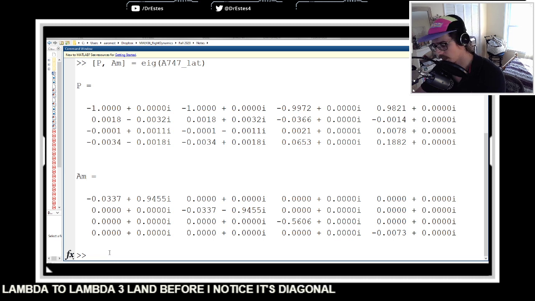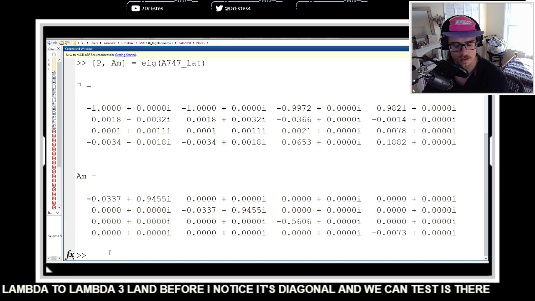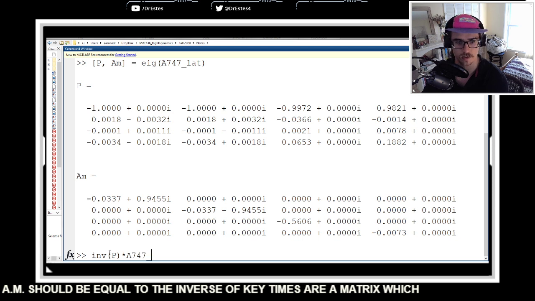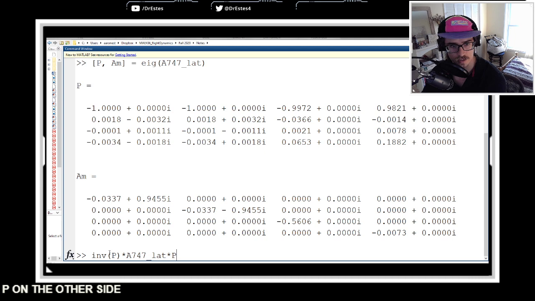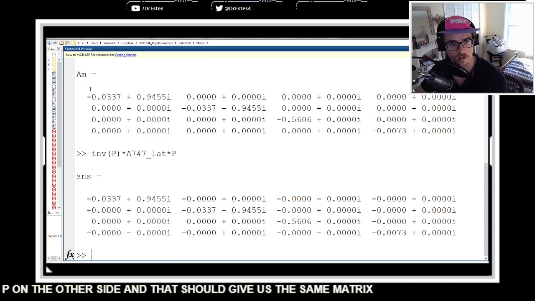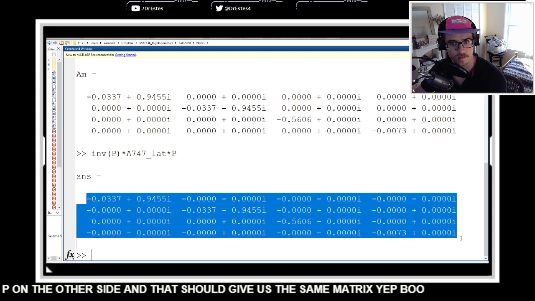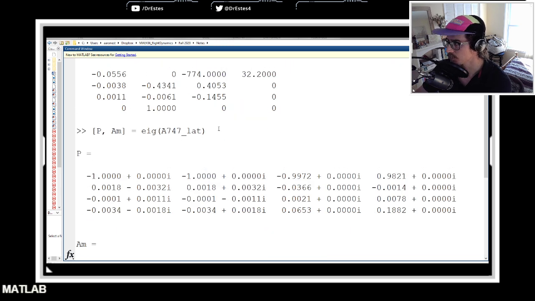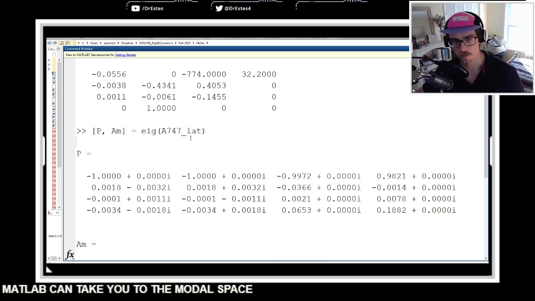And we can test this because AM should be equal to the inverse of P times our A matrix, which is A747 lateral, times P on the other side. And that should give us the same matrix. Yep. Boom. It's beautiful. So MATLAB can take you to the modal space with this one command.